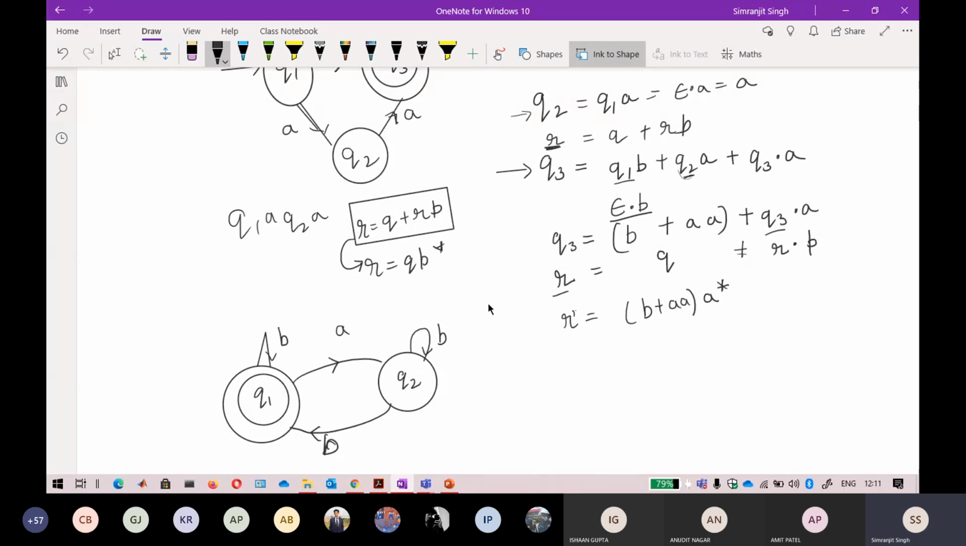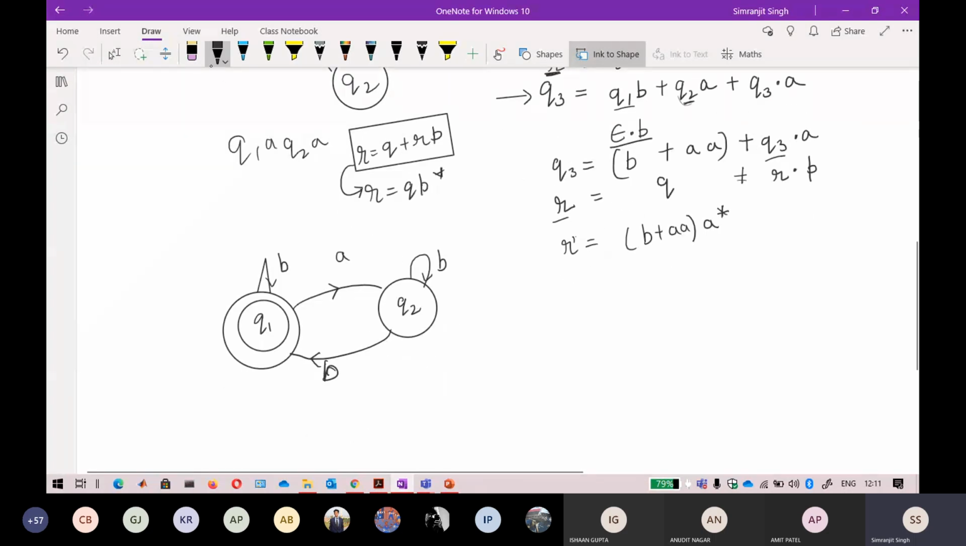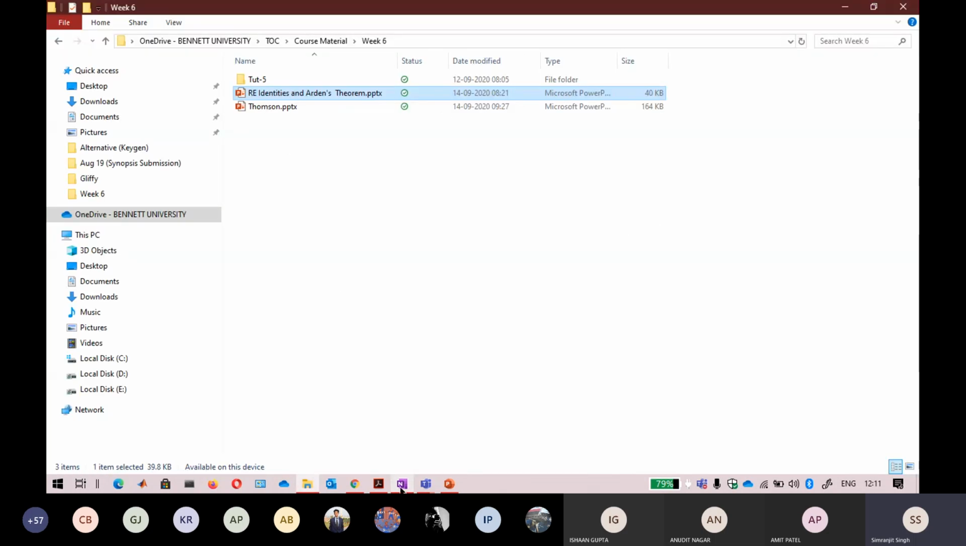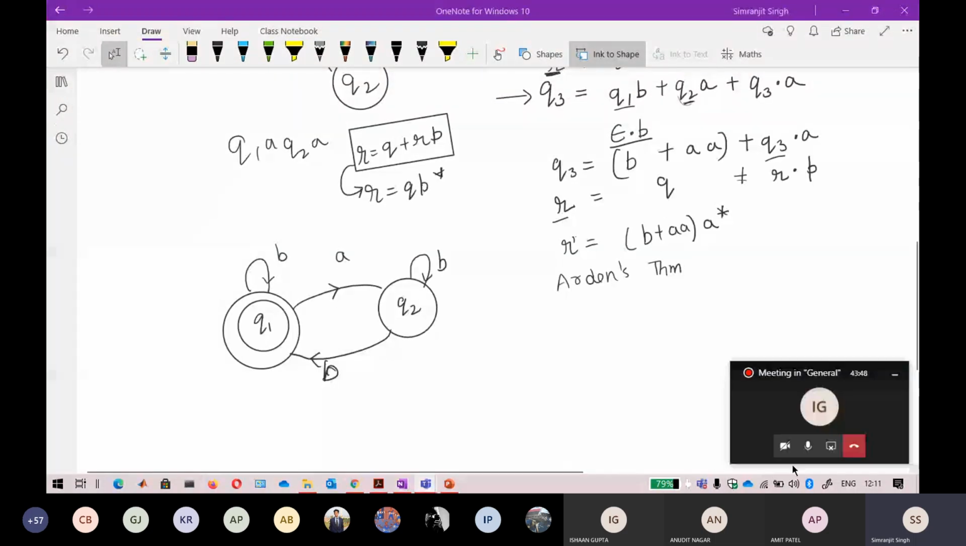Now see this question. It's a little bit of a different question, but I think you can fairly easily extract the result here. Just tell me the answer, what the regular expression is after applying Arden's theorem. Just take like 5 minutes. I don't think that it will take more than 5 minutes. So just try it yourself first. I will tell you the solution. Take 5 minutes.